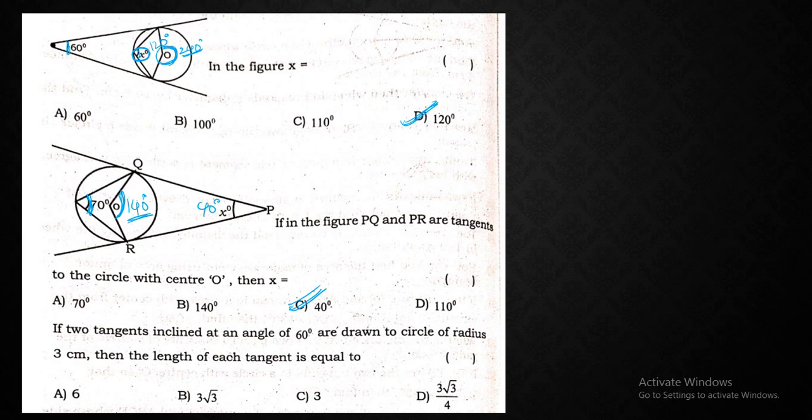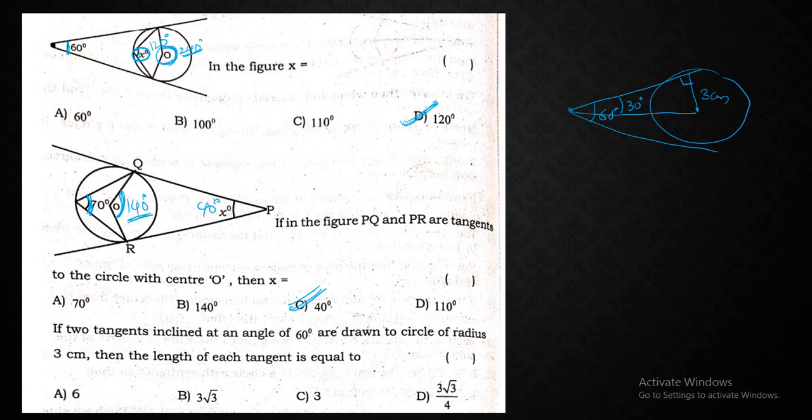And the next question: two tangents are inclined at an angle of 60 degrees, right? So he is giving this angle as 60 degrees. Then what is he asking? The radius of the circle drawn is 3 centimeters. So this is 3 centimeters. Then obviously this angle is 30 degrees, and at the point of contact this makes a 90 degrees angle.